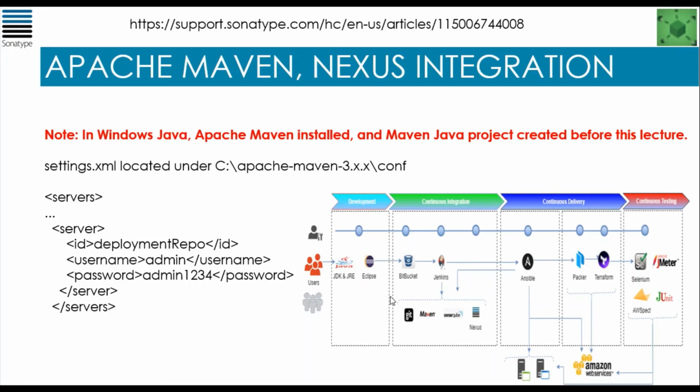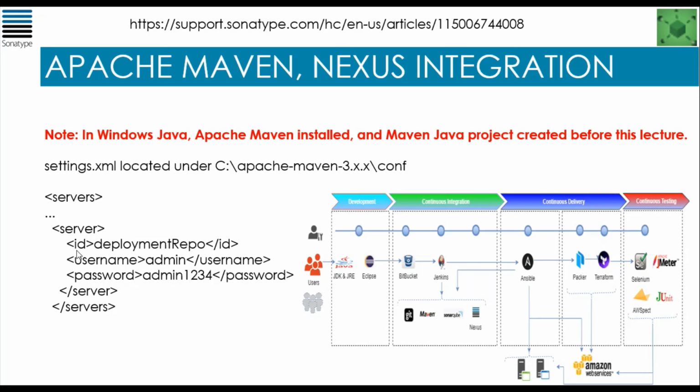So I'm considering you have installed Java, Maven, and Nexus. On the basis of that, we are going to perform this activity. First things first, once you install Apache Maven, inside the conf folder you will see one settings.xml. Inside the settings.xml you have to enable this. By default this will be commented, so you have to go and enable it, like the servers section.